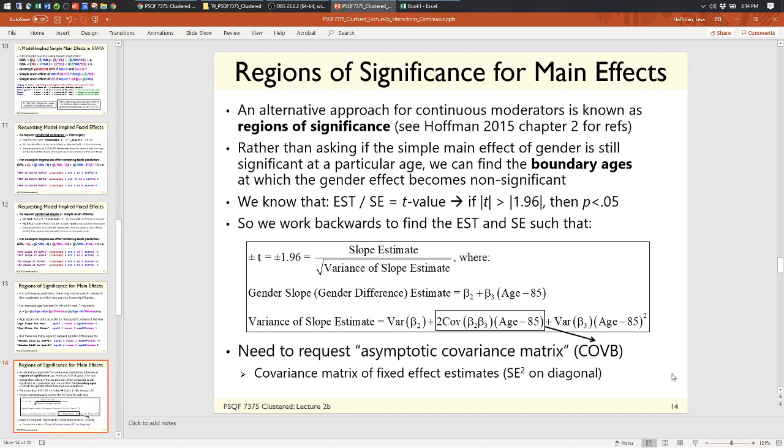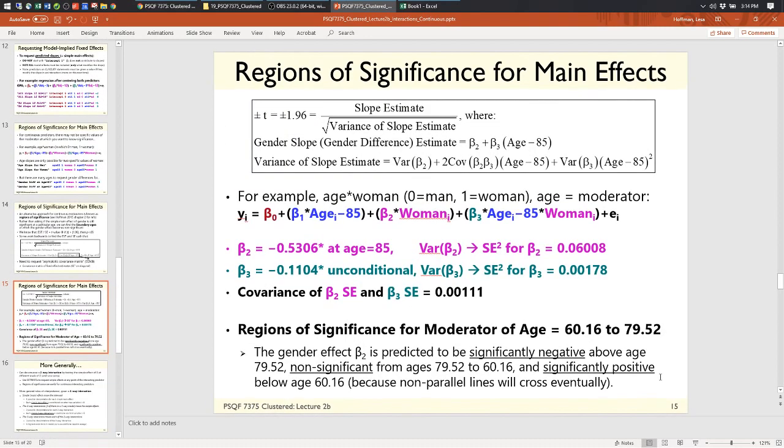That goes into the formula. So here's an example of how one might do this. Let's say that this is my equation, this is my model, and these are my results. So beta 2 in this case, this is the gender difference. I know based on my centering that this is the gender difference specifically at age 85. It's a conditional main effect.